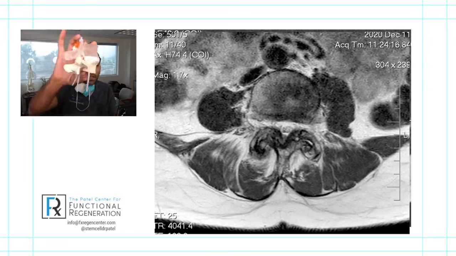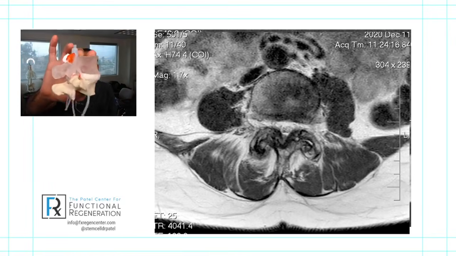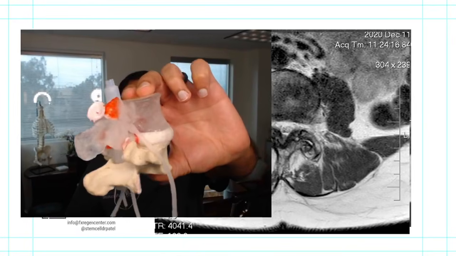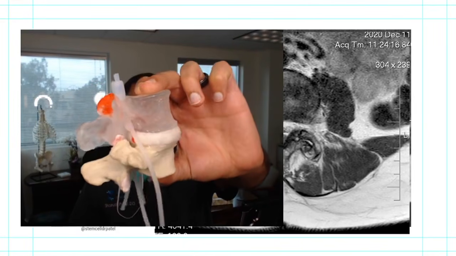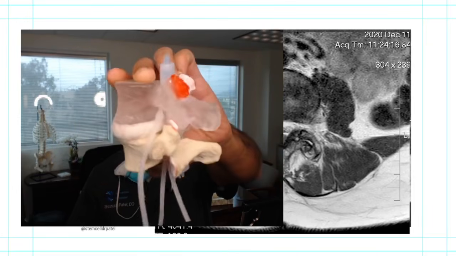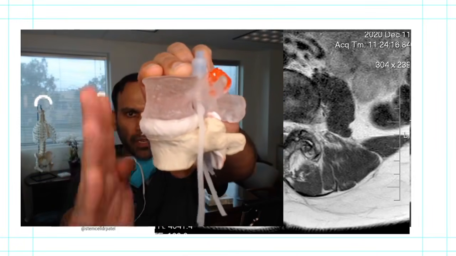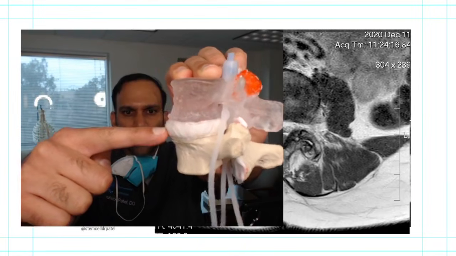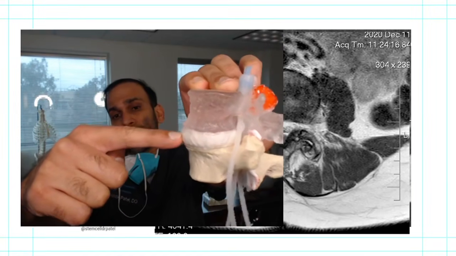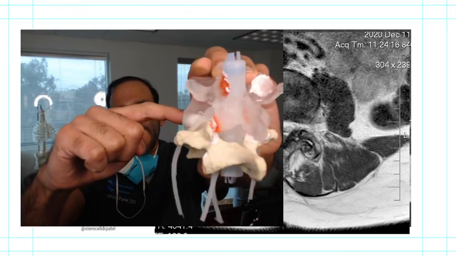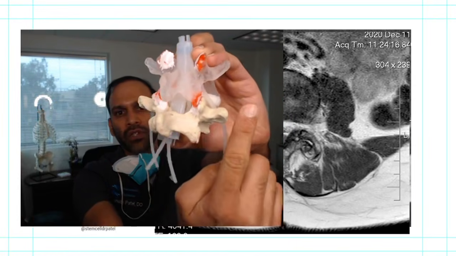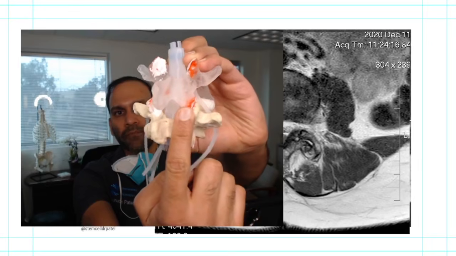So, here's a model of the spine. I'm going to try to increase the size of this for you guys so you can see it a little bit clearer. But here's a model of the spine here, and here is the front of the body, the back of the body, top, bottom. These are the vertebral bodies, the bones, and this is the disc in between here. And when we look at the back, we have these right here on either side, which are your facet joints.